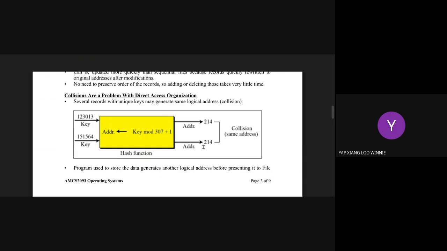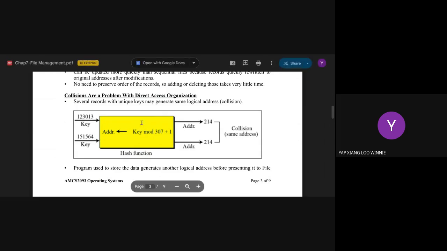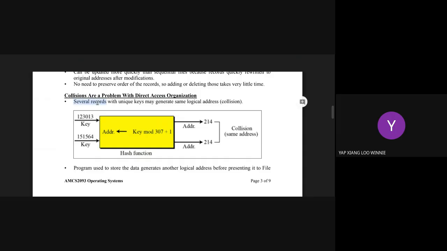So what happened? Two different records with two different keys actually generate the same address. They collide with one another. This is the big problem we call collision. If you still don't understand collision, look at this definition: you have more than one record with different, unique keys.